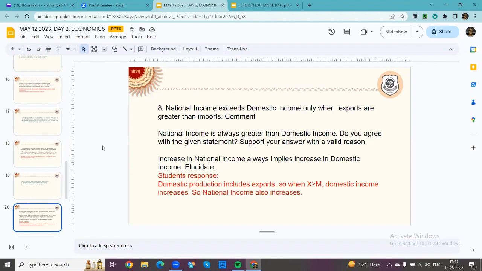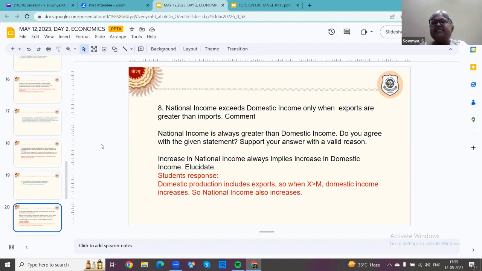No, ma'am. National income and domestic income are dependent on the net factor income from abroad. Yes. Export and import are the secondary parts. Basically, we have to concentrate on net factor income from abroad or to abroad. So that is how it has to be addressed. So for such questions, they get carried away with the first part.